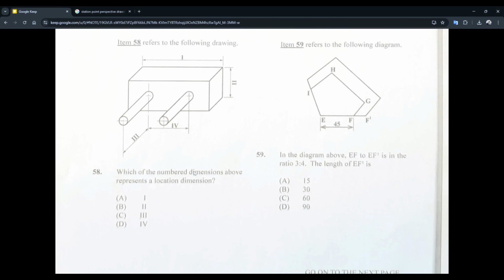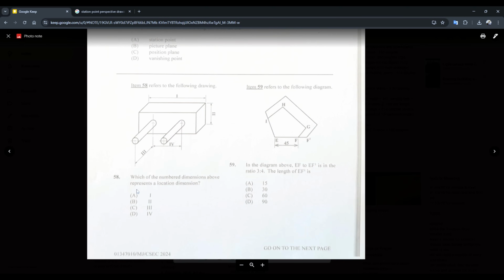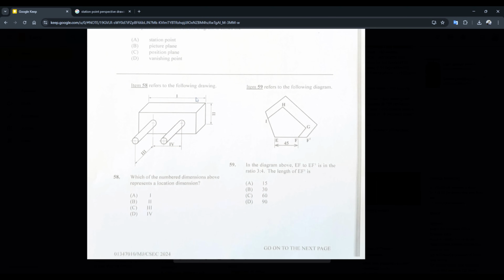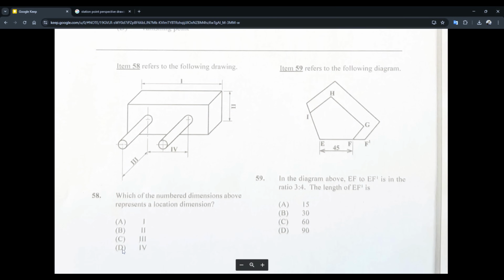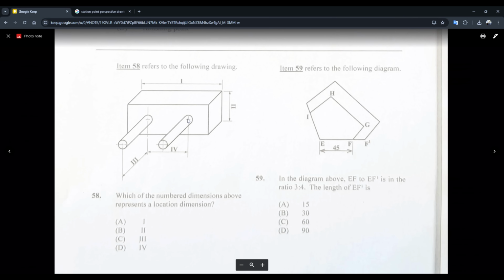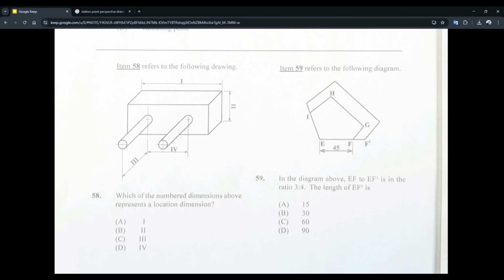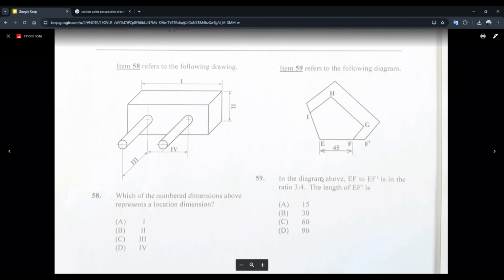Number 58, which of the number dimensions above represents a location dimension? All right, so we have 1, 2, 3, and 4. A very common question. The answer is 4, D. Right, it gives the location of the base of these two cylinders.